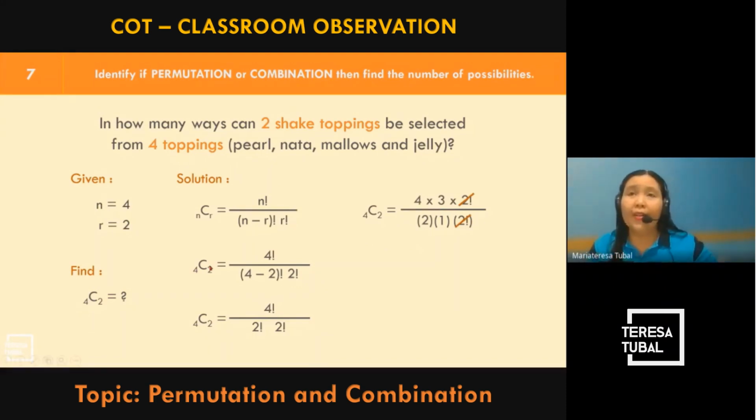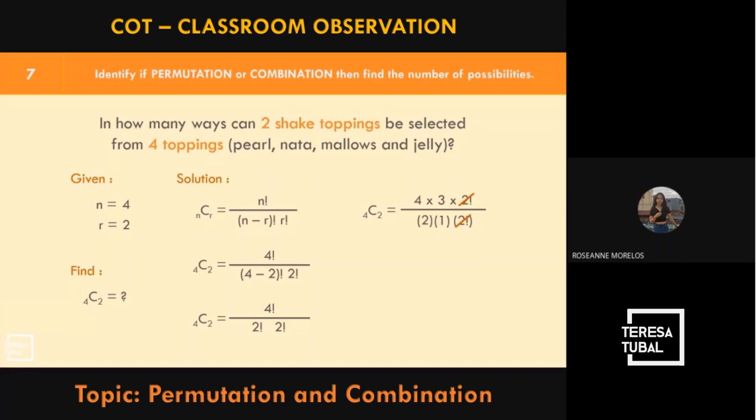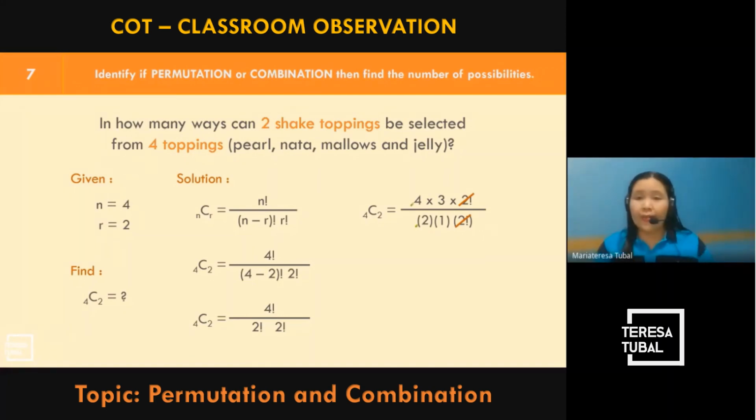What is now the combinations of 4 objects taken 2 at a time? Yes, Morelios? 6 po. Okay, so the answer is equal to 6. So 4 divided by 2, that is equal to 2. And then 2 times 3, that is equal to 6. Okay, let us proceed. Example number 8.